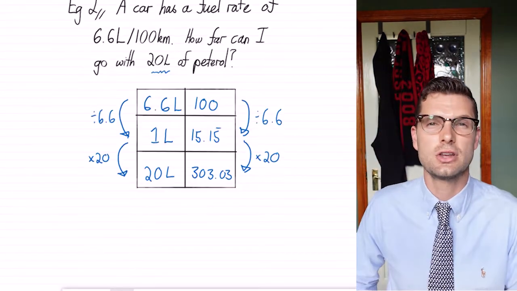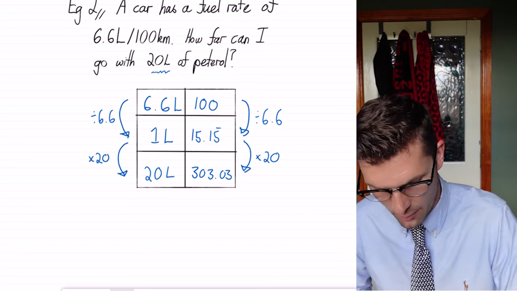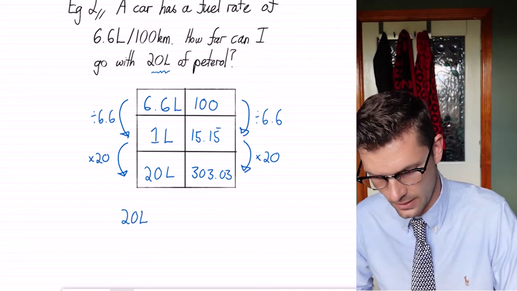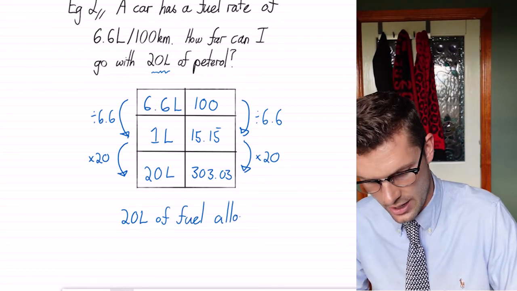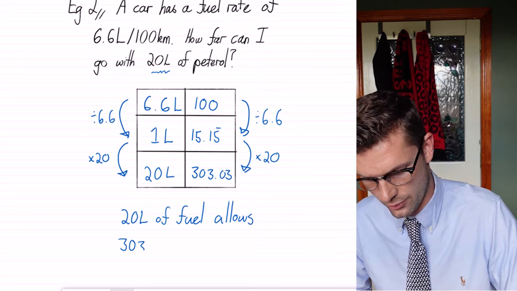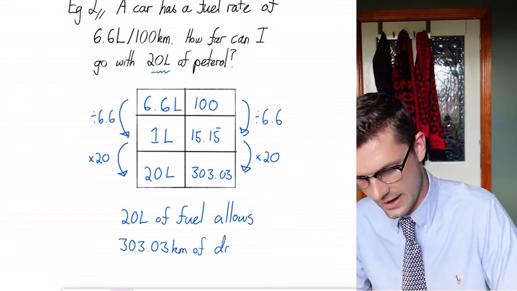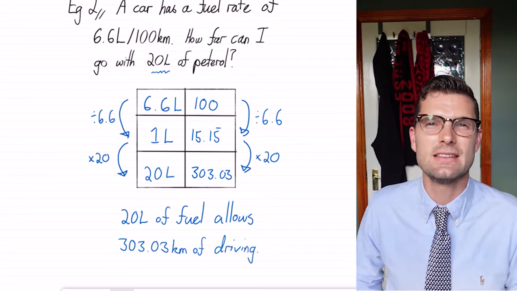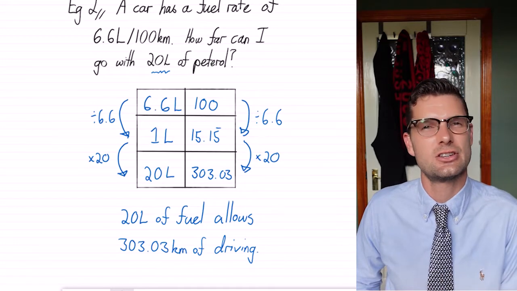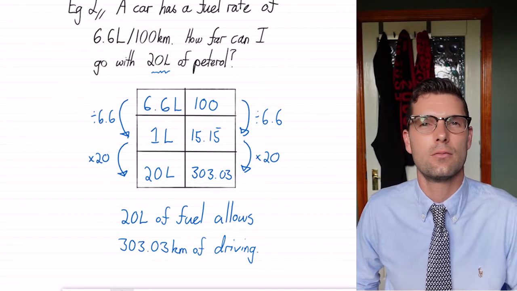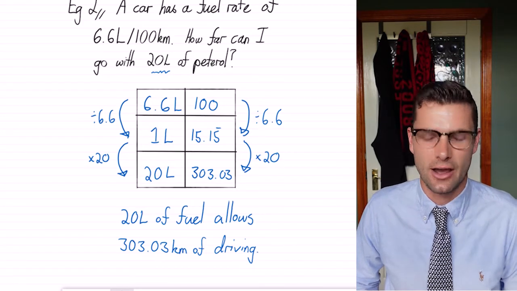And that gives us 20 litres is equal to 303.03. I would just write a mathematical sentence at the end to make sure that we know what our answer is. So 20 litres of fuel allows 303.03 kilometres of driving, and that is our final answer. In these multi-step questions, I really like having this box formation because it just means that you can't reduce or increase one of the quantities without doing it on either side.